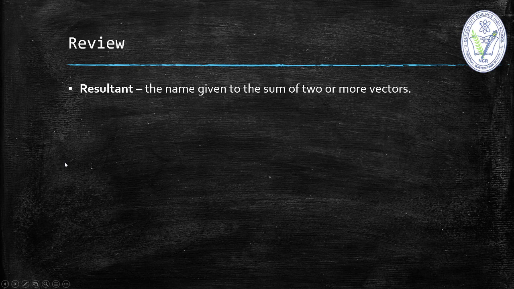The first term would be resultant. Resultant is the name given to the sum of two or more vectors. And then, since we are talking of vector addition, we will have the following expression: vector C, being the resultant, is equal to the sum of vector A plus vector B.